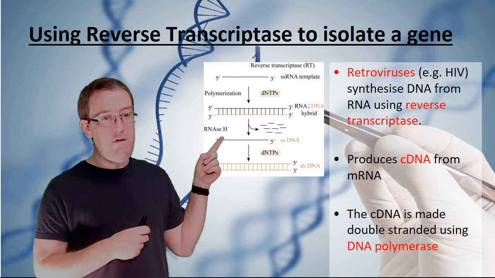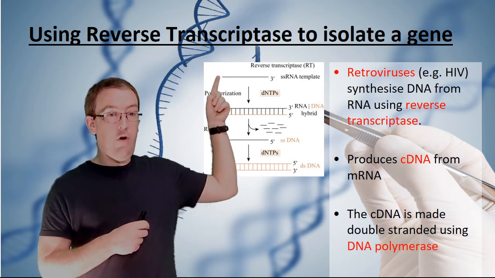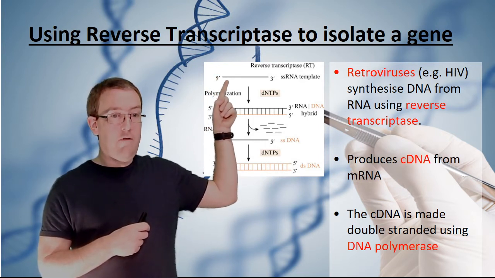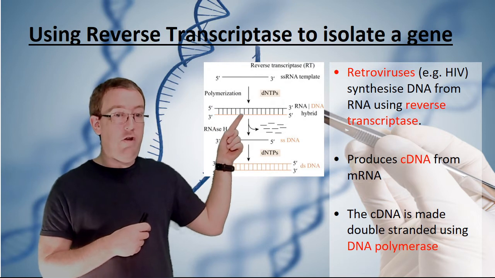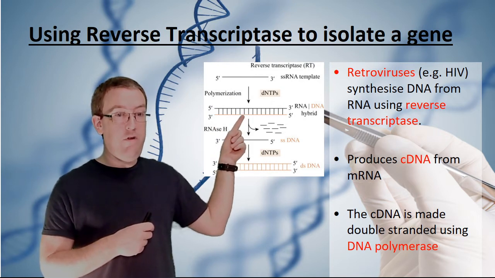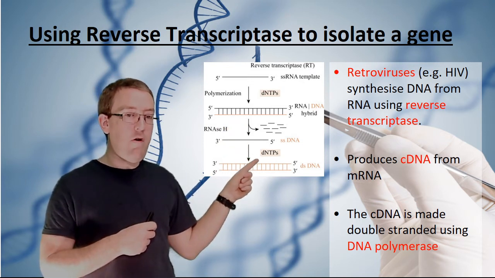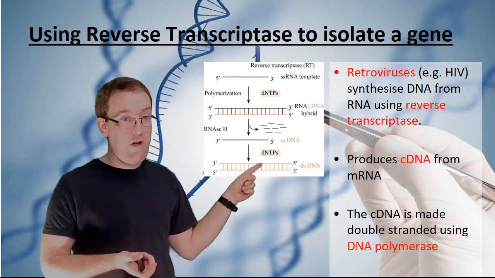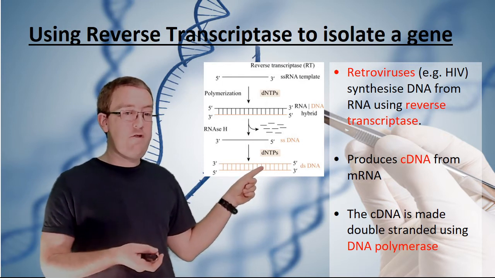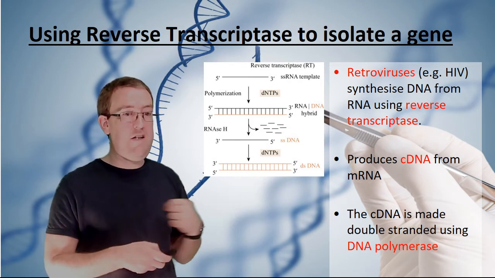This here is a diagram of how that works. Initially, you've got your RNA template up here. This then goes through polymerization, so the DNA is formed along here, using a sort of hybrid of the DNA and the RNA, and then eventually the RNA is got rid of. You manufacture, using polymerase enzyme, just like in DNA replication, the other strand, and you end up with a double-stranded DNA molecule.